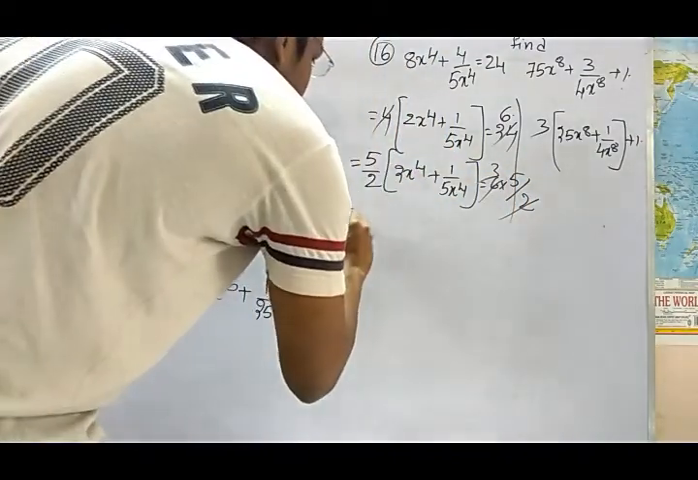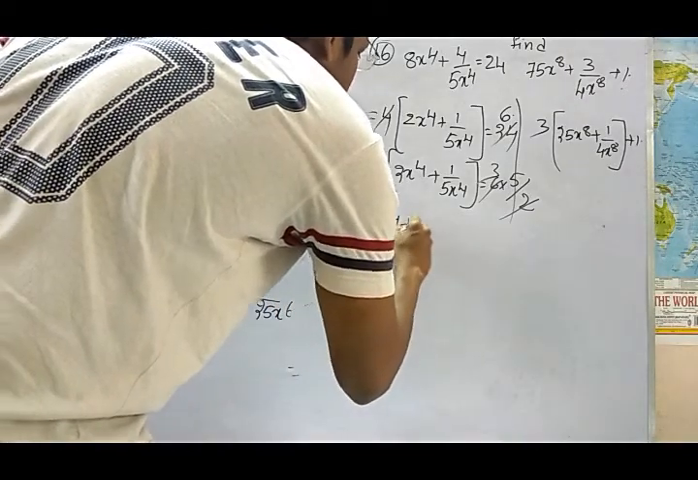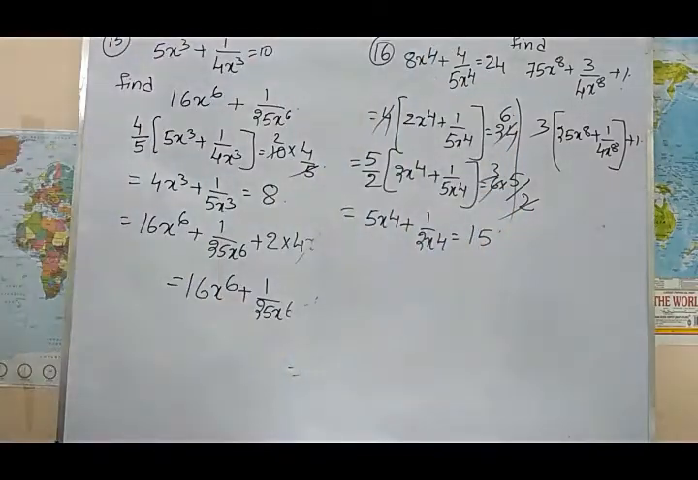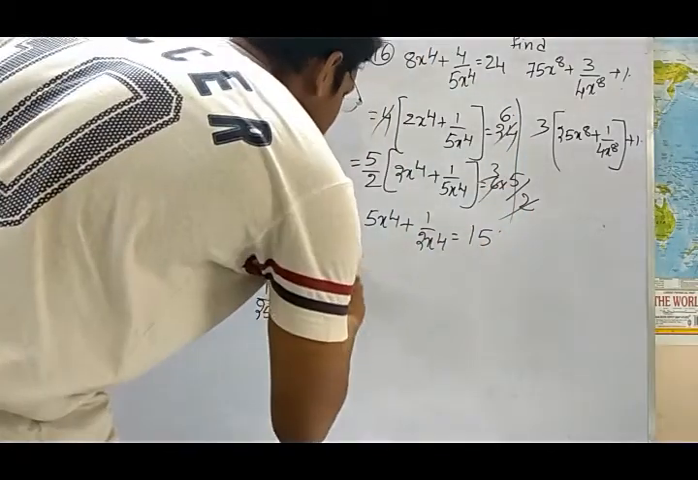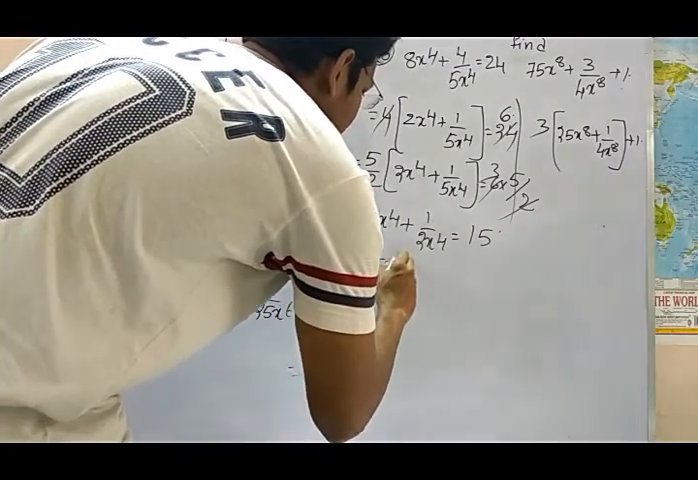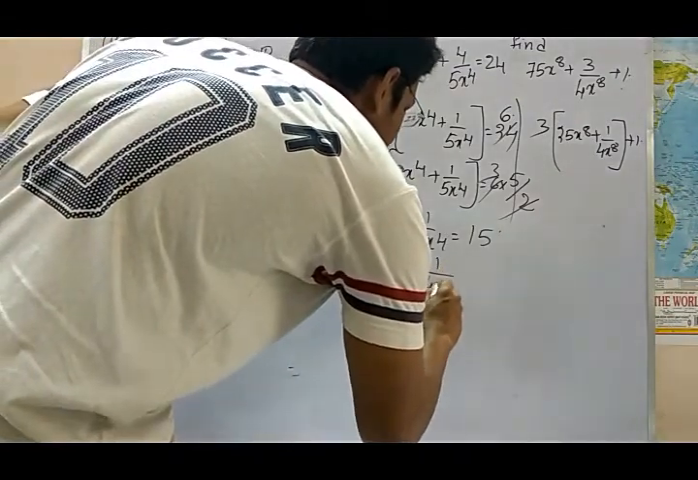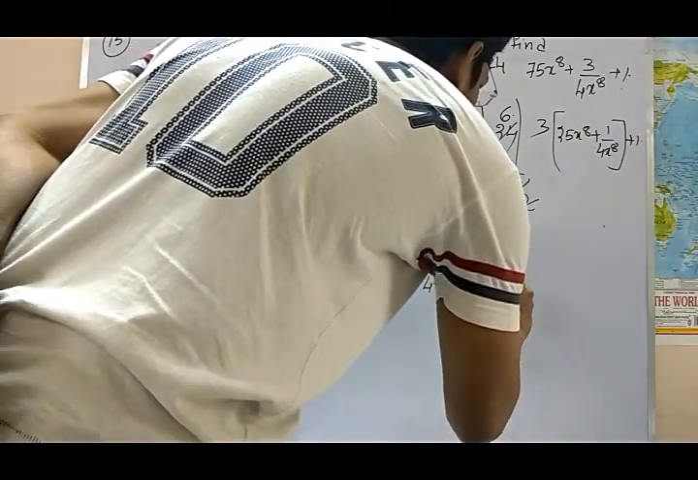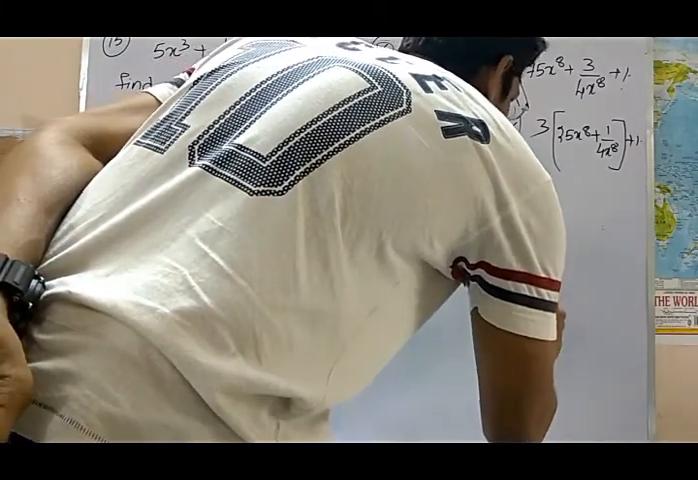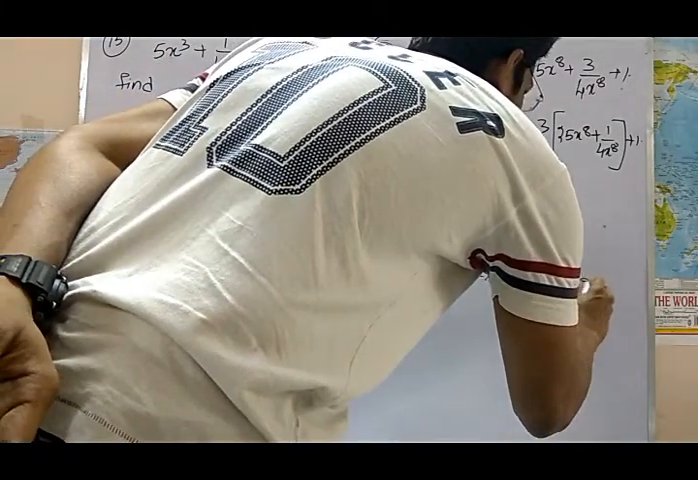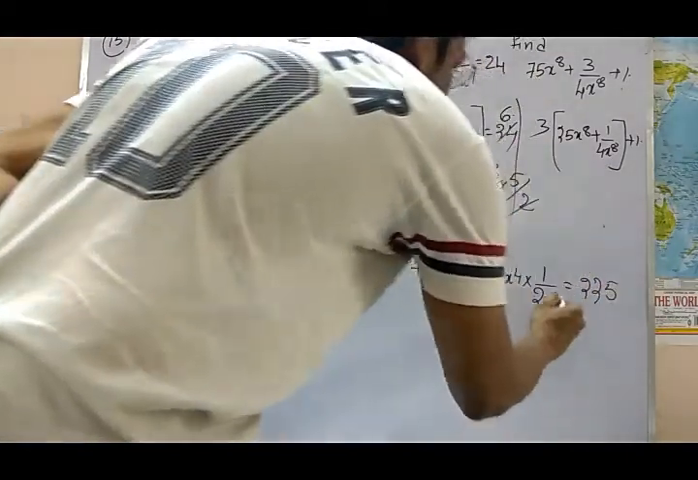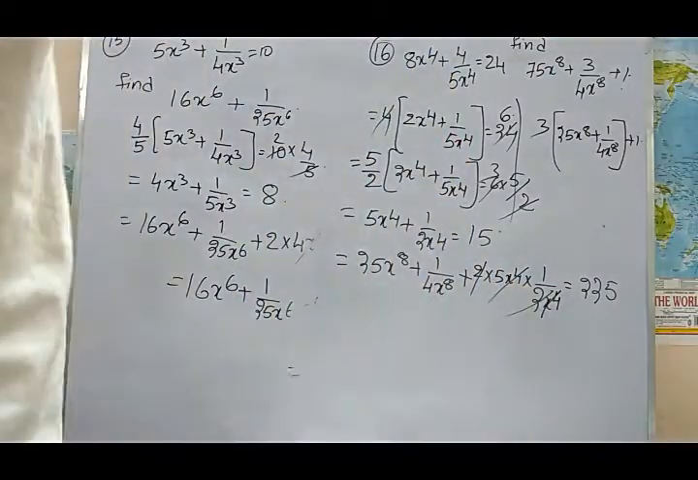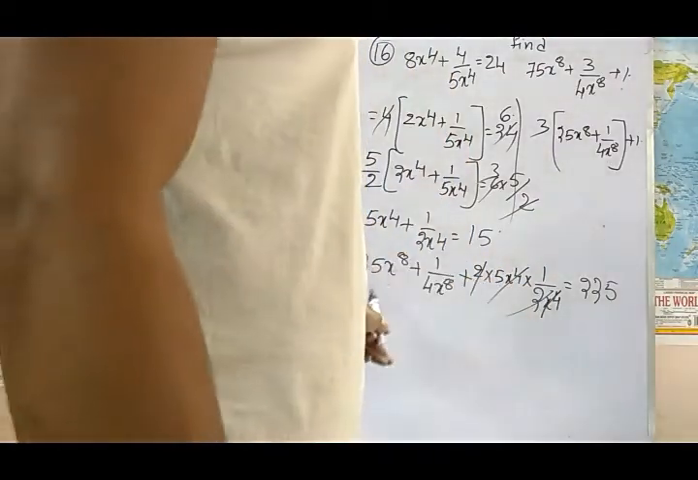So what are we left with now? 5x power 4 plus 1 by 2x power 4 equal to 5 3s are 15. So what we need to do? We need to do squaring on both sides. 25x power 8 plus 1 by 4x power 8 plus 2 into 5x power 4 into 1 by 2x power 4 equal to 15 square, 225. X power 4 gets cancelled. 2 and 2 get cancelled. What are we left with? 5.